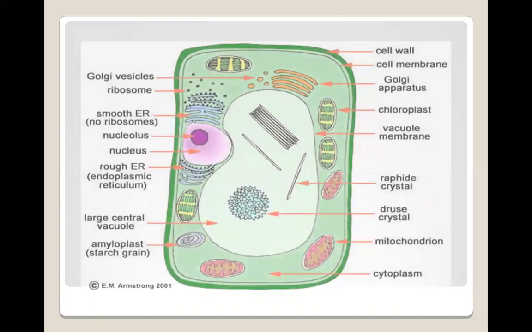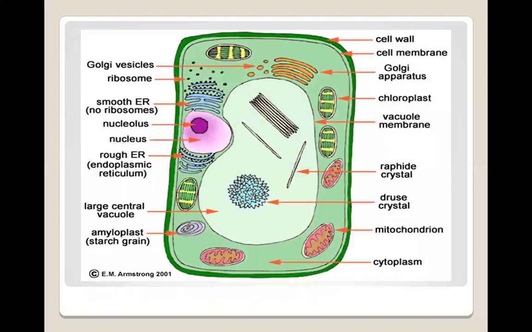So this is the structure of a plant cell, and these are the parts of a plant cell: cell wall, cell membrane, Golgi apparatus, and this is the chloroplast, the vacuole membrane, this one, and the cytoplasm, large central vacuole, the rough ER, smooth ER with no ribosomes, nucleus, ribosomes, and Golgi vesicles.